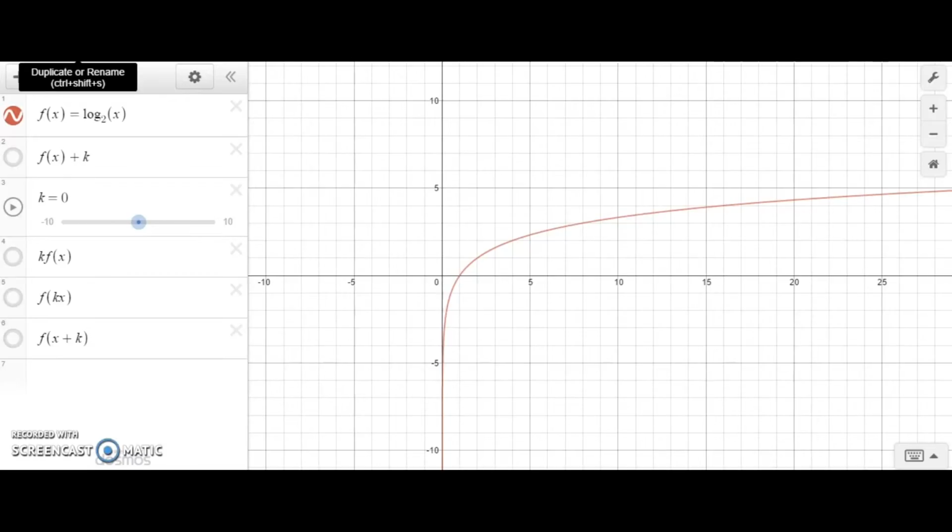So the inverse of our equation would be 2 to the power of x equals f to the power of -1 of x.